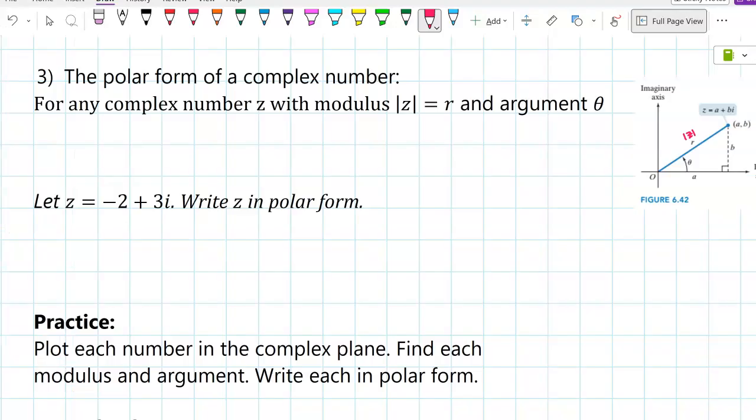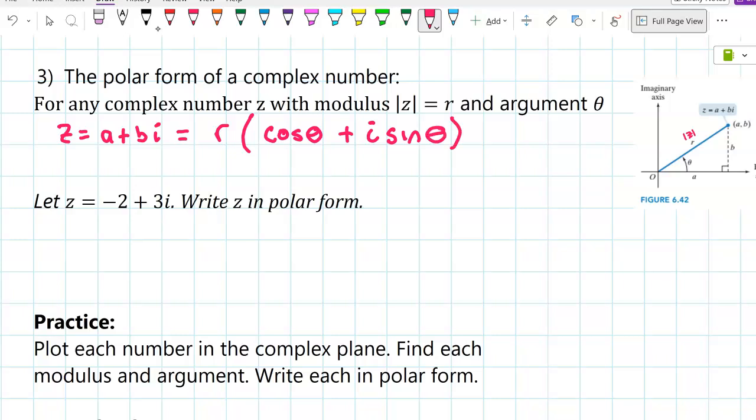Okay, so the polar form of a complex number looks like this. If z is that a plus bi, z can also be written as r times the quantity cosine theta plus i sine theta. That's because r cosine theta was like our a, and r sine theta was like our b, and we're factoring the r out so that we only have to write it one time.